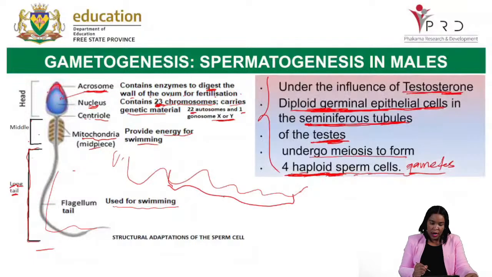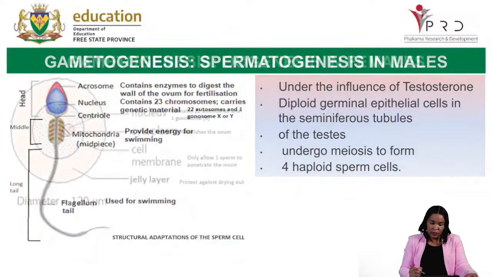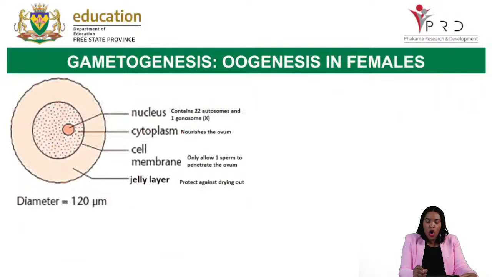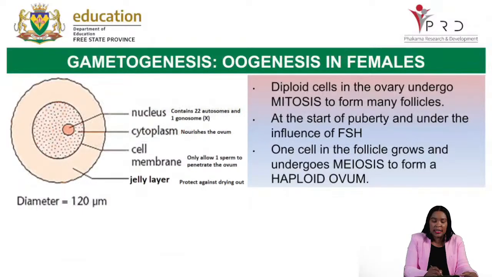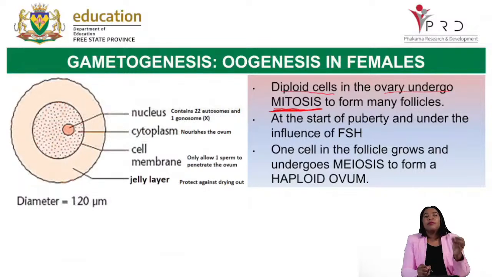Then moving on. Then we have oogenesis. This one happens in the females. You remember it said that you must be able to draw also the ovum. So this is a diagram of an ovum. Right. So how is this ovum formed? First, before we start looking at it, how is it formed? Diploid cells in the ovary undergo mitosis. Please take note. Mitosis first because we want them to be many, to form many follicles. So a diploid cell in the ovary.